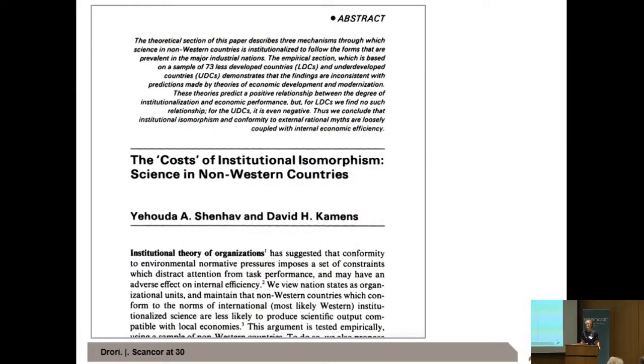This is a paper. As I said, all I did was run the regressions. This is a paper by Yuda Shenhav and David Kamens, whose title is The Cost of Institutional Isomorphism. The models here are pretty simple. At the time, the argument was that countries that invest in science and therefore in academia, and as I'll describe also in universities, gain a profit from these kinds of investment, and that is that they build what we today call a knowledge-based economy and therefore reach higher levels of development.